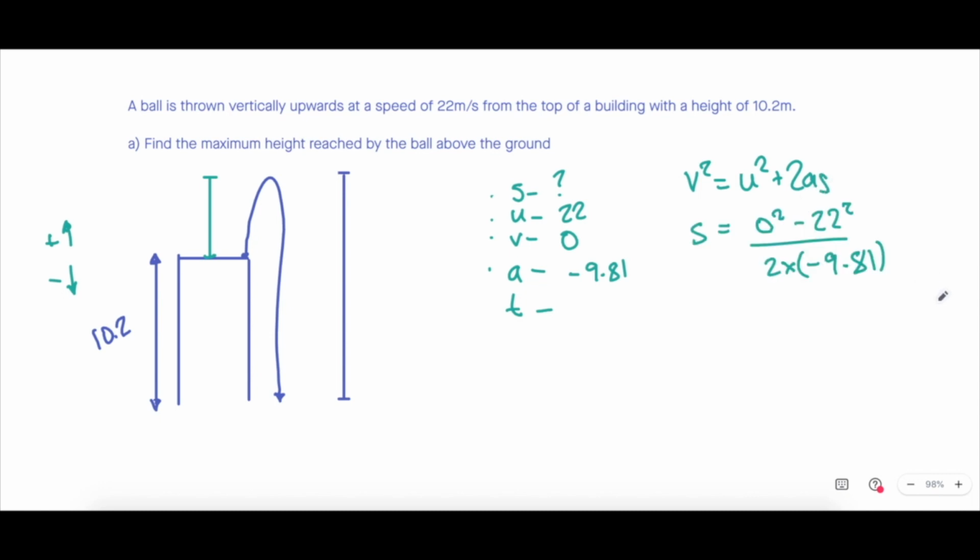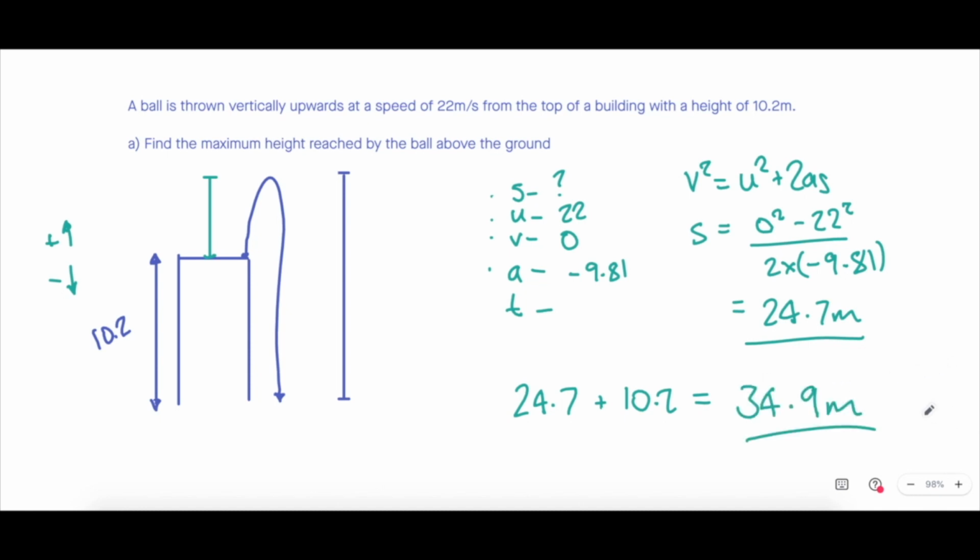So we can do 0 squared minus 22 squared divided by 2 times minus 9.81, which will give us the maximum height above the top of the building, which would be 24.7 meters. Now to work out the final answer, the maximum height above the ground, you just add that to the height of the building. So you just do 24.7 plus 10.2, which gives you 34.9 meters.